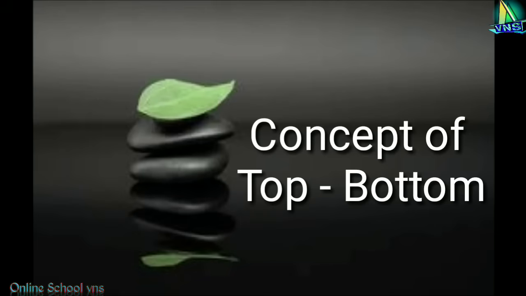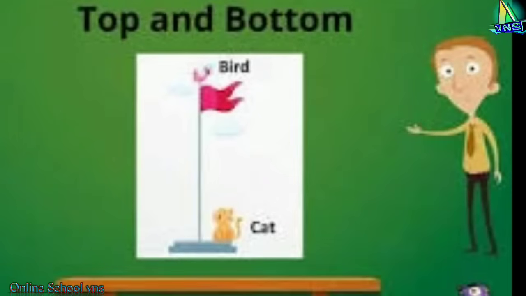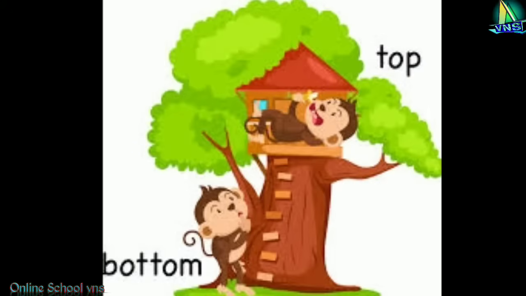Firstly, we are going to start the concept of top and bottom. We will understand here the meaning of top and bottom. Here in this image we can see that there is a flag and the bird is sitting on the flag. The cat is sitting at the lower point of this flag. So the bird is at the top of the flag and the cat is at the bottom of the flag. Now with this diagram we will try to understand this clearly.